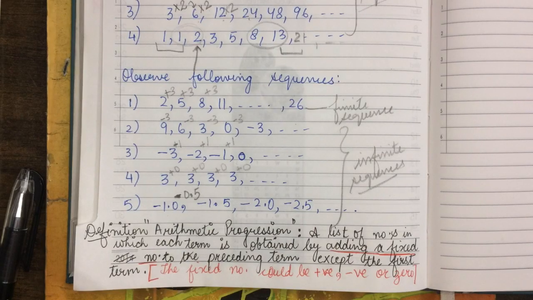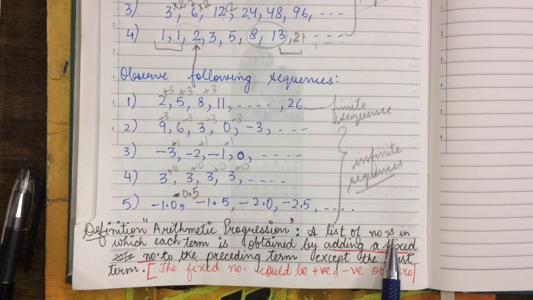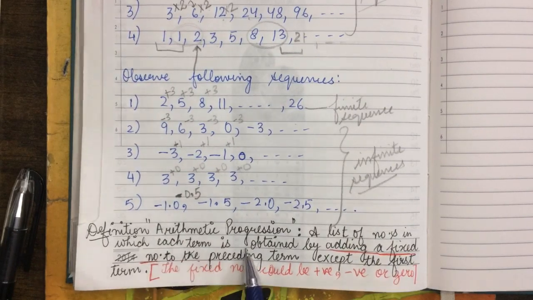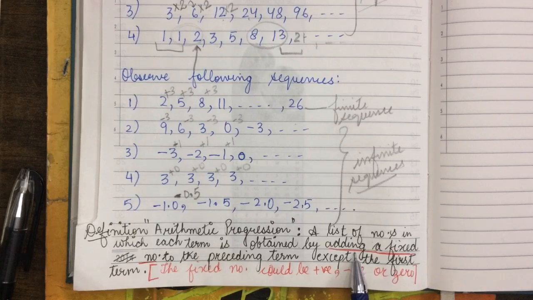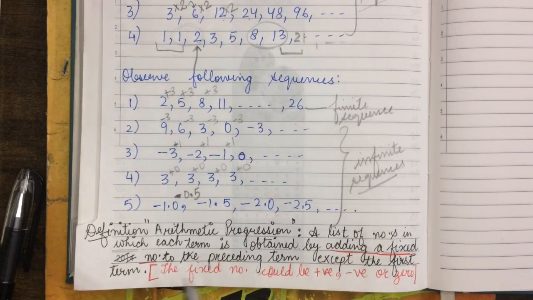Now this is the definition for arithmetic progression. Arithmetic progression is a list of numbers. This list could be finite or infinite, in which each term is obtained by adding a fixed number to the preceding term except the first term. So if we ignore the first term, all the terms in the list are obtained by adding a particular value to the previous value.